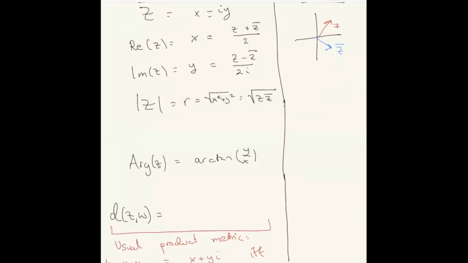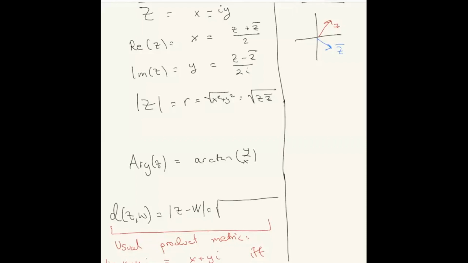Now, okay, we have a space of things. We want to define a metric on it because we want to talk about convergence. And it is the usual metric. It can be written more compactly as the absolute value of z minus w. So that way it looks exactly like a real valued distance.